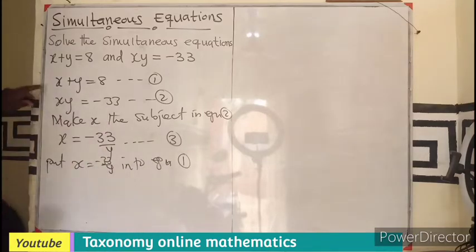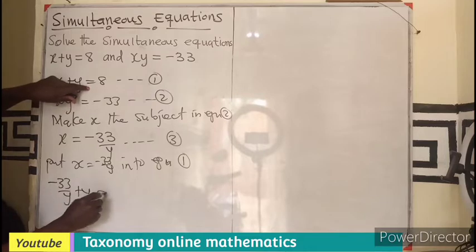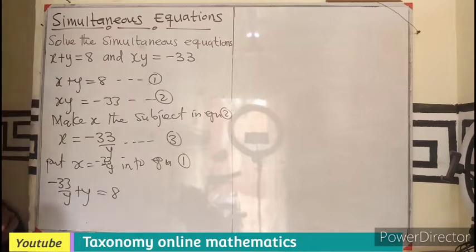Now wherever I see x, I put in minus 33 over y, plus y equals 8. You can see that this equation contains the same variable, that is y, and there's a fraction. So I clear the fraction by using the LCM. In this case, it is only y. That will be our LCM.